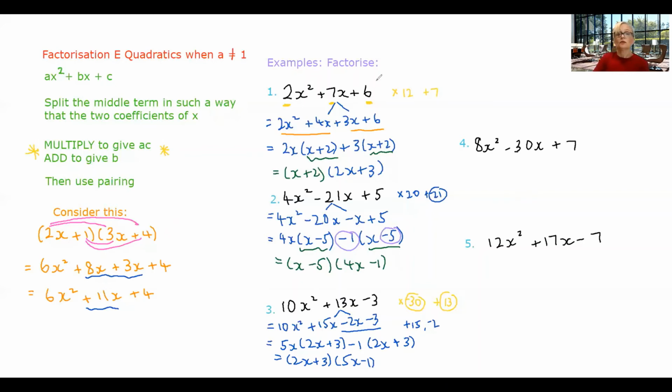Okay, two more. Now you will need to do a lot more on your own to really hone your skills here, but two more that I'll go through with you.